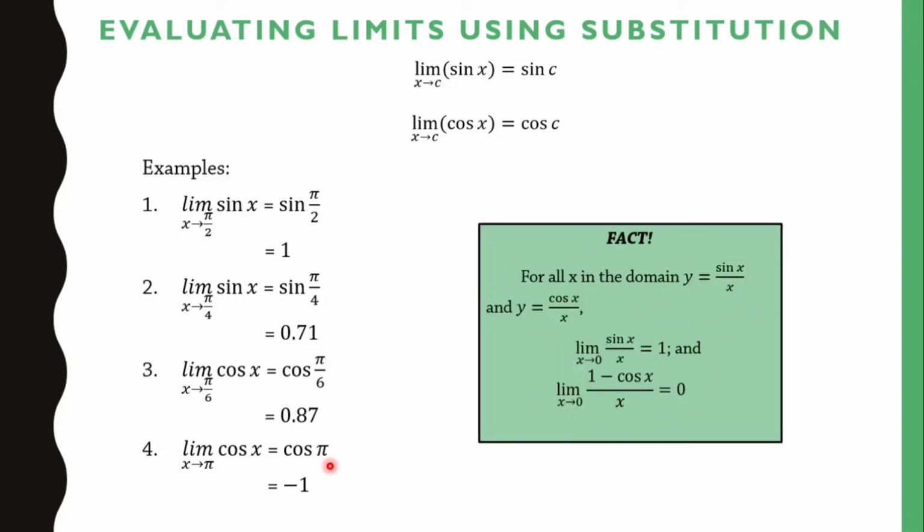Now, here is a fact. For all x in the domain of the functions y equals sine x over x and y equals cosine x over x, take note, the limit of sine x over x as x approaches 0 is 1, and the limit of 1 minus cosine x over x as x approaches 0 is 0. Again, do not forget to set your calculator to radian mode.